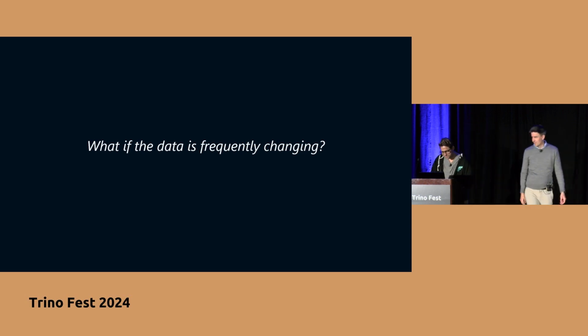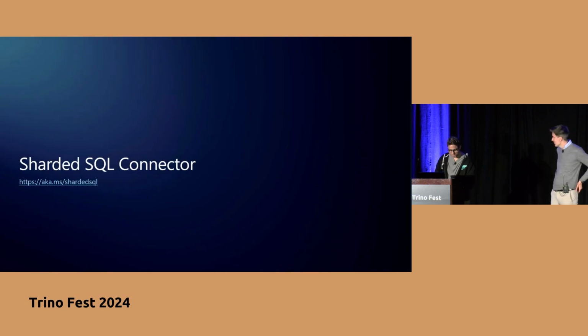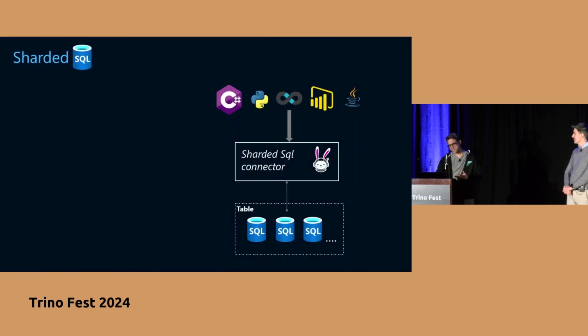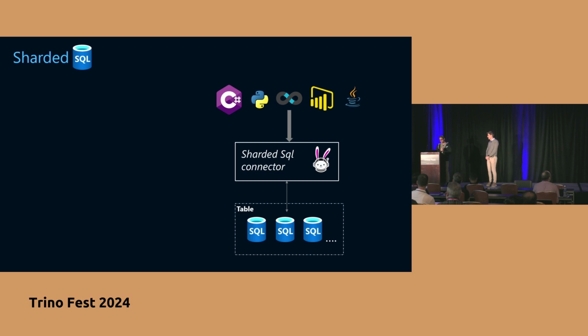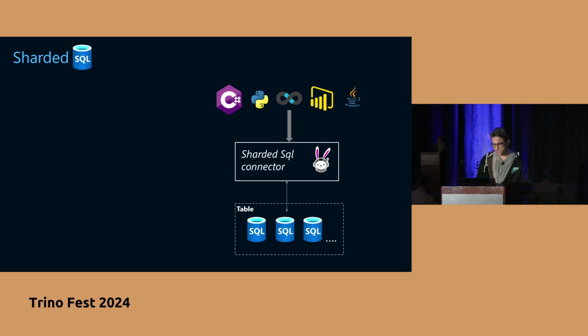All right, so I'm going to talk about the Sharded SQL connector, but before going into details, I want to cover a little bit about what this connector is and what it does. Just like any other connector, this lets you create abstractions over your data sources. In this case, the Sharded SQL Server connector allows you to query multiple SQL servers. So what that means is when you have a table in this connector, it's actually a representation of data spread across multiple SQL servers and multiple nodes.